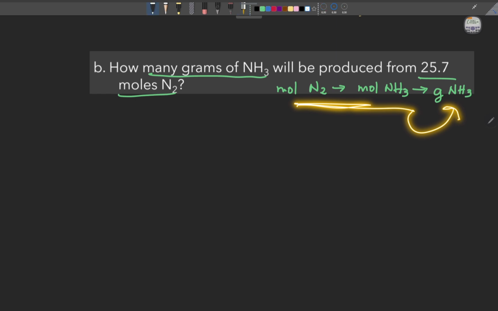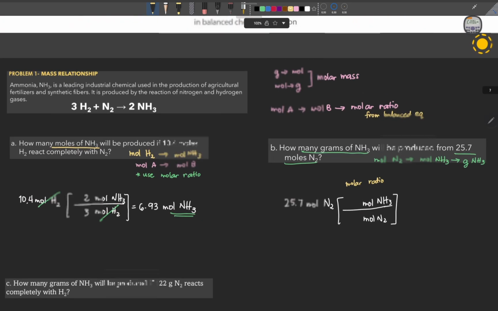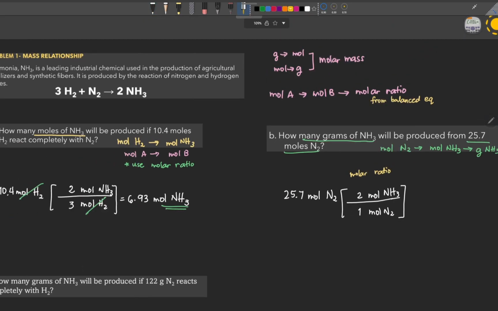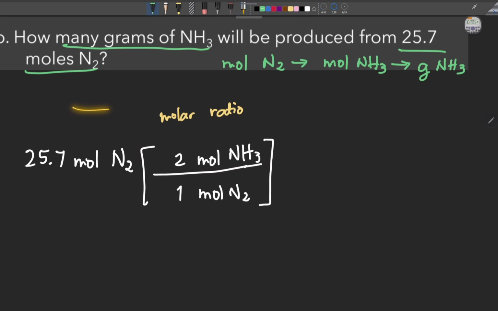Okay, so let's write the given. So that will be 25.7 mole of N2 multiplied by mole of N2 in the denominator so that you can cancel, mole of NH3. This is mole ratio, so molar ratio. So you get that from the balance equation. So NH3 is 2, N2 is 1. So 2 is to 1. Again, that is coming from the balance equation. Okay, then we can cancel out this.